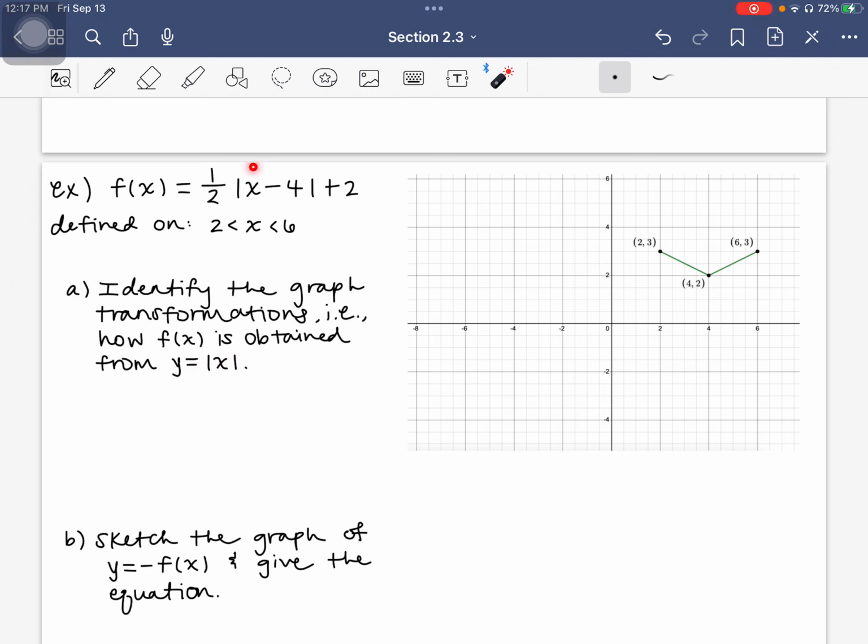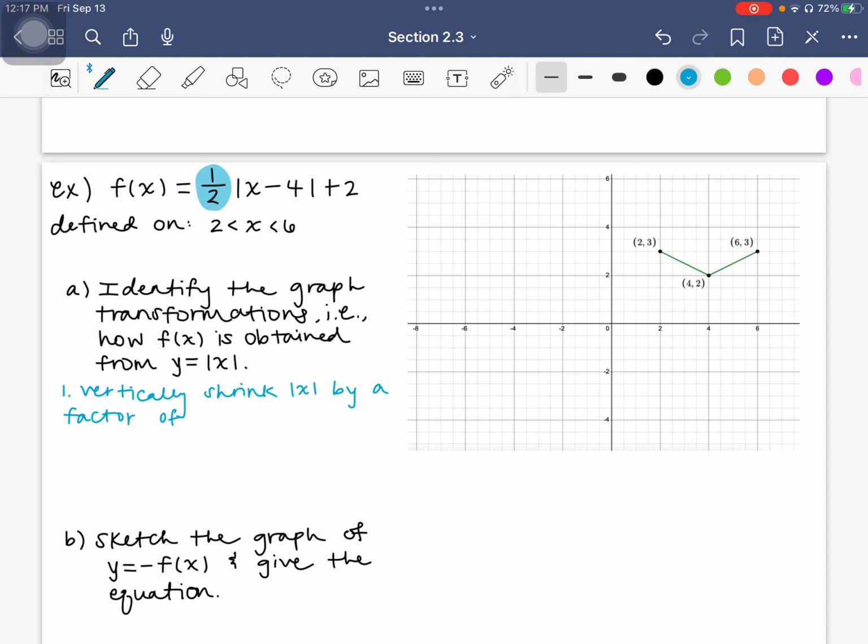And that should be somewhat obvious from just looking at f of x because we have this absolute value here. So we're going to do some color coding. We have this 1/2 applied to our function. So this tells us we're going to vertically shrink our original function, our absolute value of x, by a factor of 1/2. If this 1/2 were inside the absolute value function, then it would be a horizontal stretch.